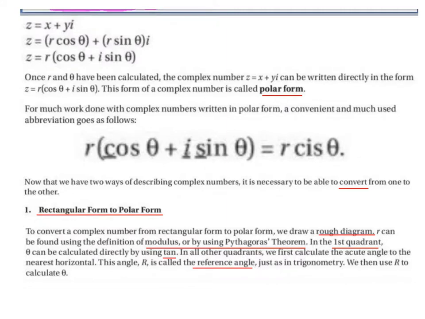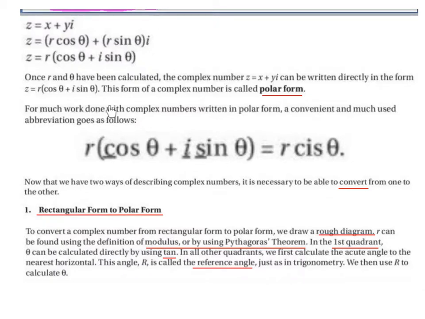A very common question in the Leaving Cert is to change between the two. Change from rectangular form to polar form, or change from polar form to rectangular form. Very, very common question in complex numbers. And this is specifically just for higher level.